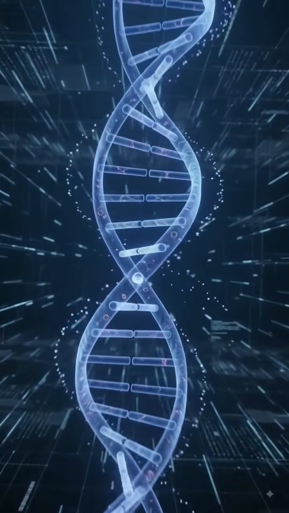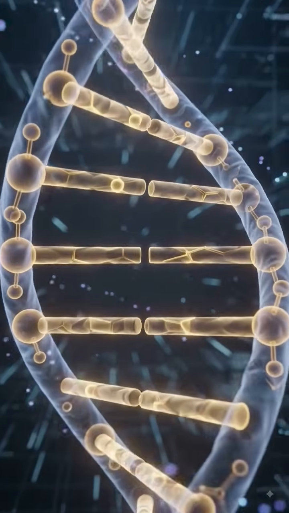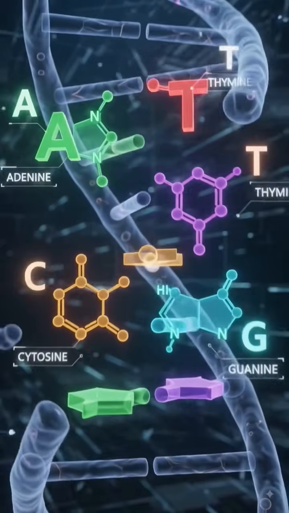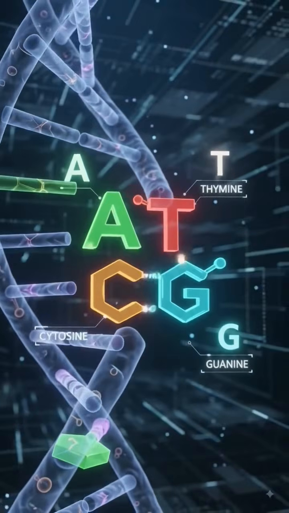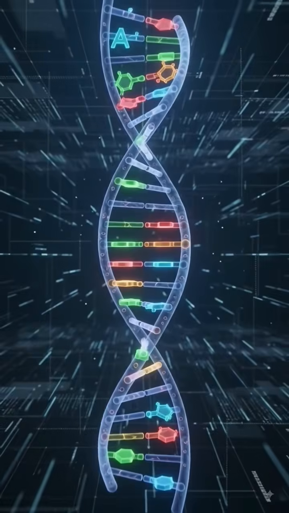Nitrogen bases are the building blocks of DNA. There are 4: adenine, thymine, cytosine, and guanine. They pair up specifically to store genetic information.